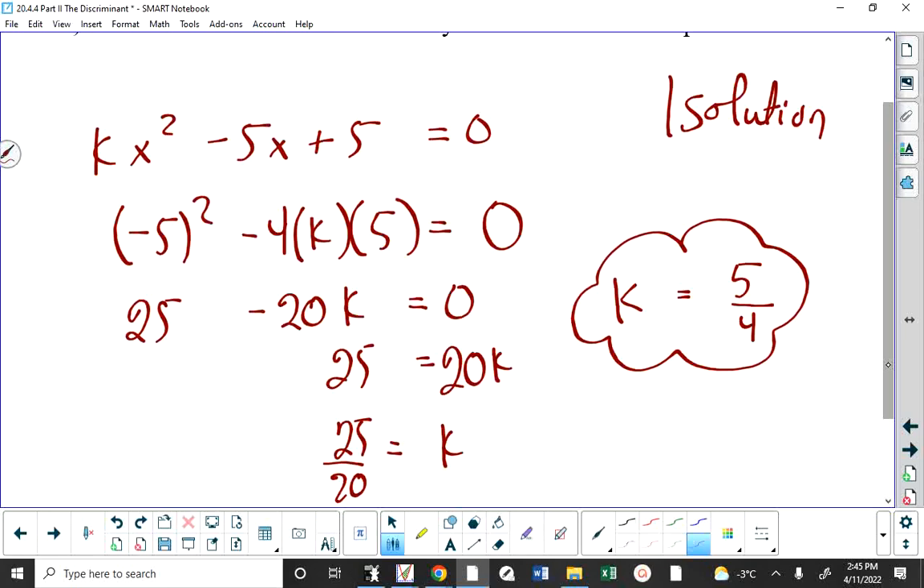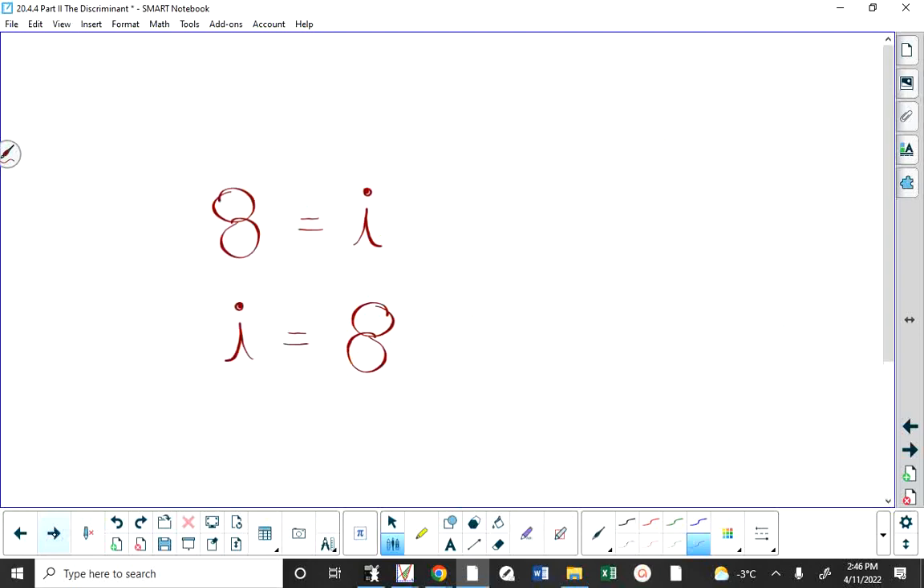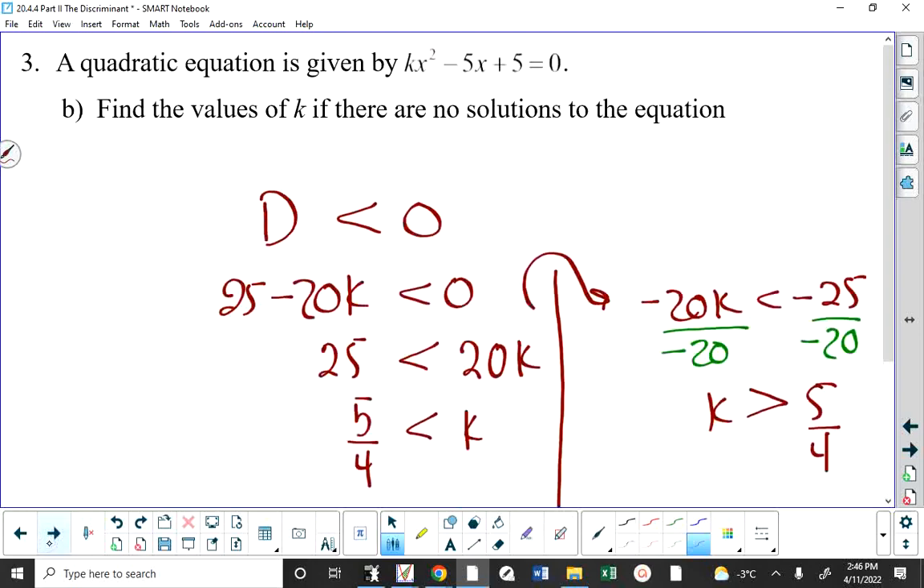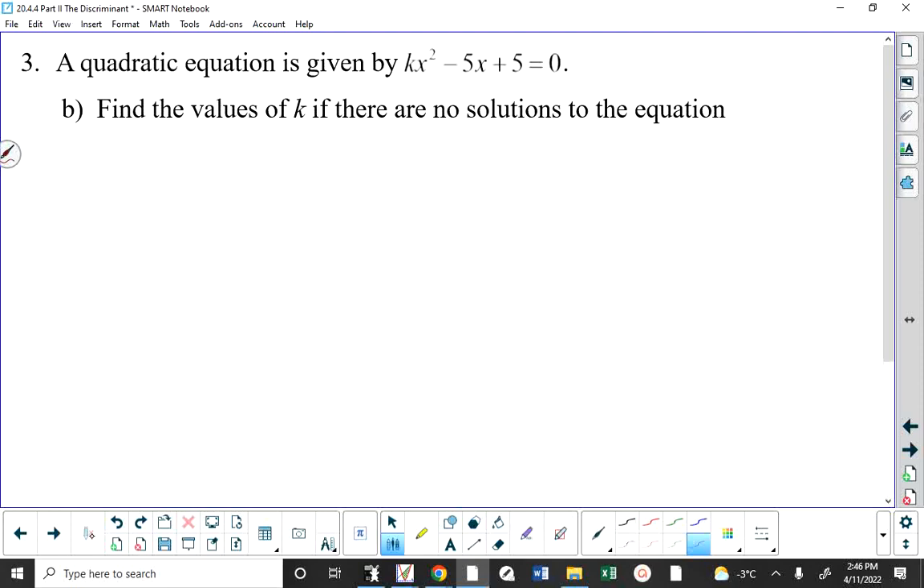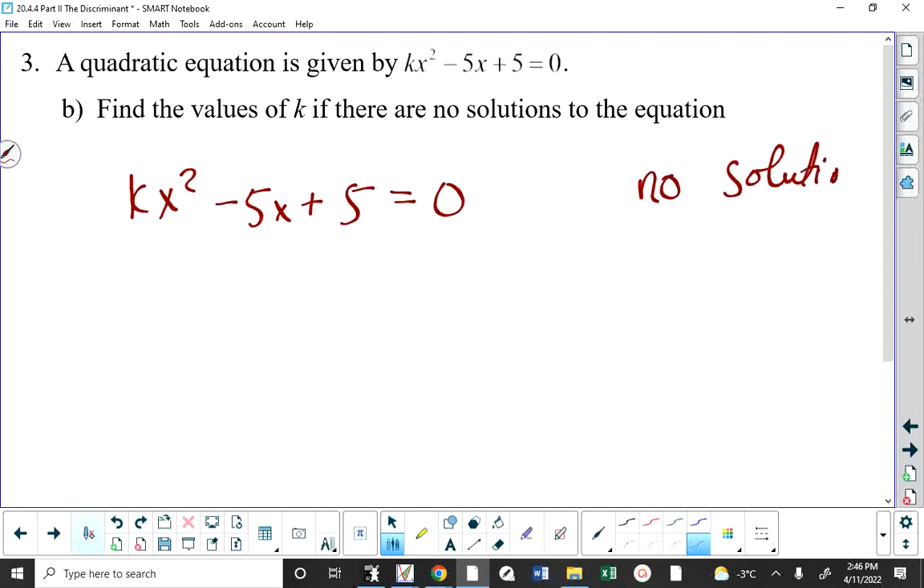You still with me? Okay, now the rest of this is not that difficult, but there's a little bump in the road that most people are either not aware of it existing or they drive over it without looking. There's something in the next part that people make a mistake on. What if that same equation, kx squared minus 5x plus 5 equals 0, had no solutions? What is the value of k now?